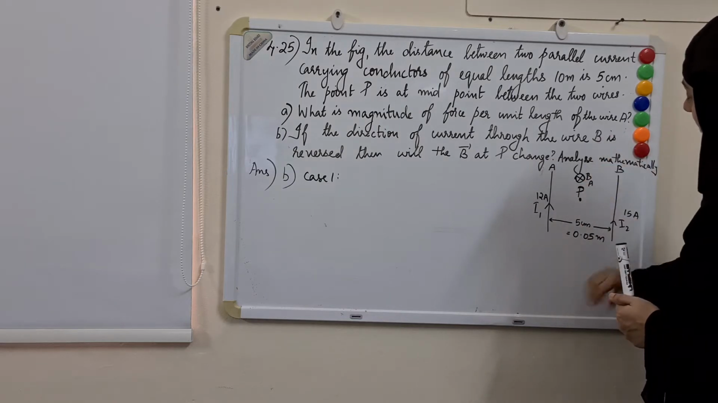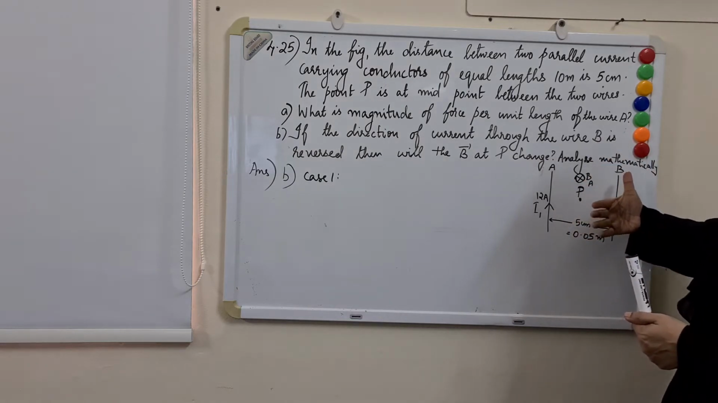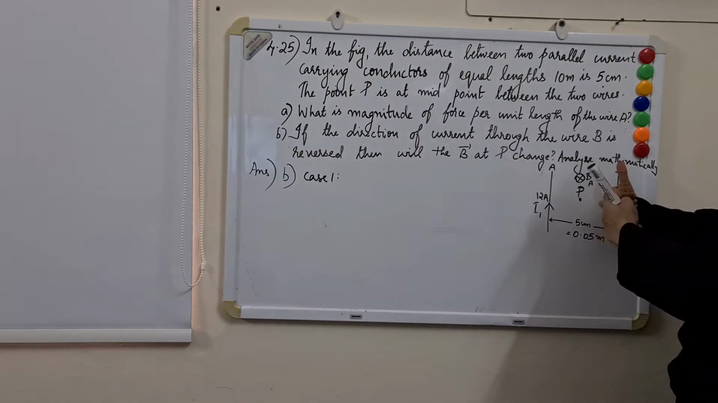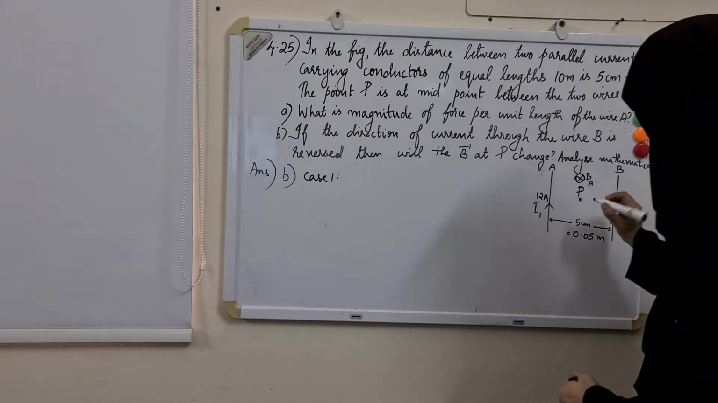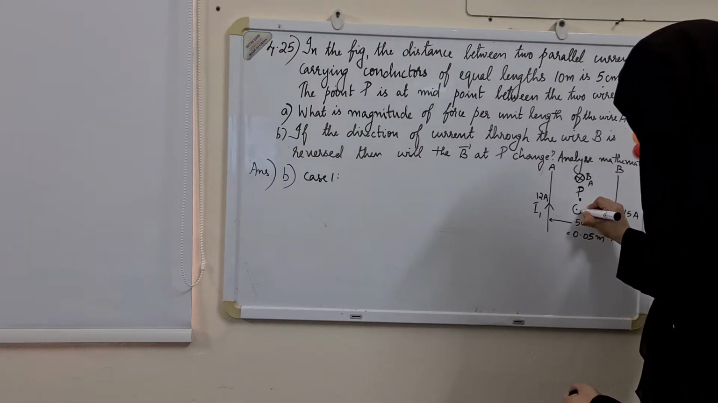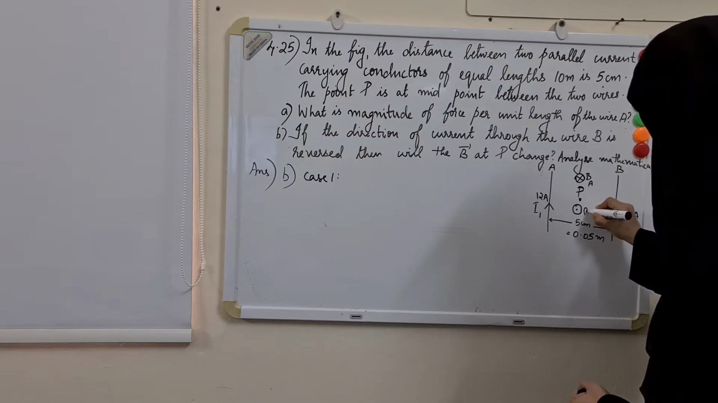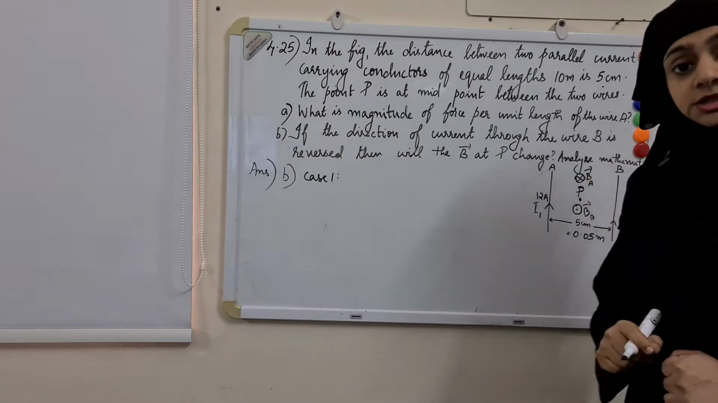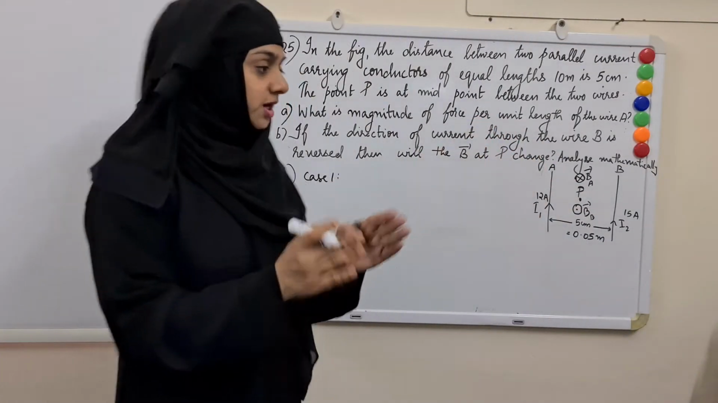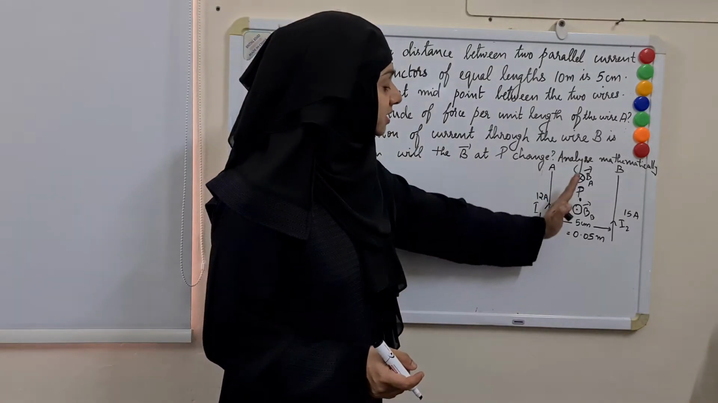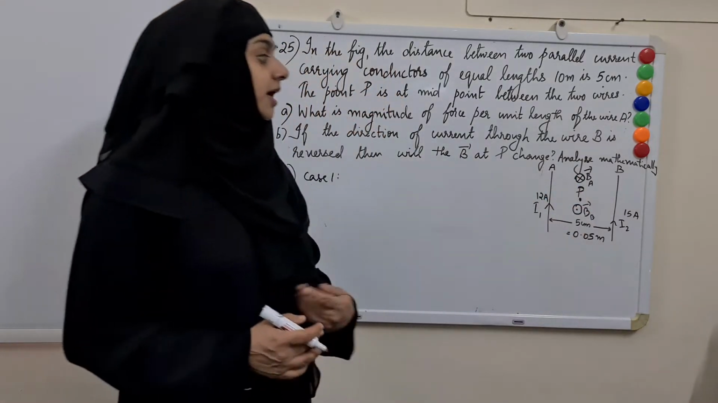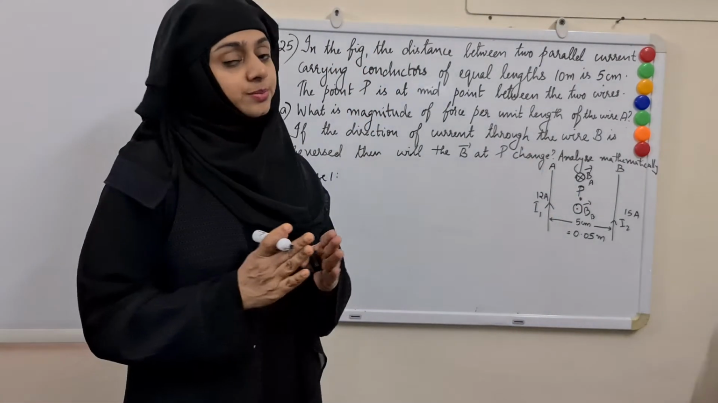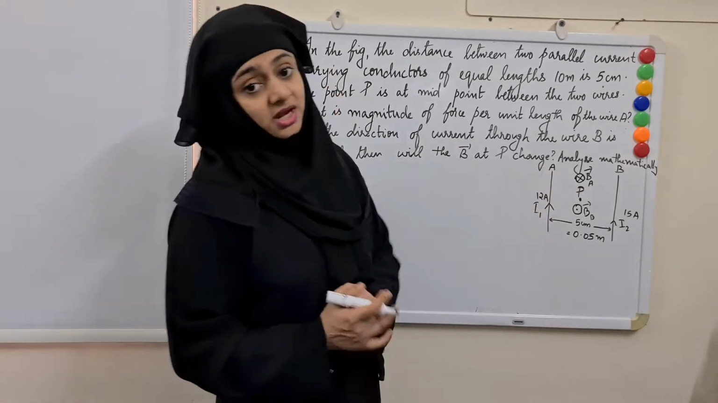Let me see what will be the direction of magnetic field due to B. It's curling in this direction, which means it's coming out of the plane. So the magnetic field at the point P due to B, I will express it as BB, is coming out. Are they in the same direction? No, they are in opposite direction. So we will find the magnetic field due to both of these wires, and the net magnetic field at point P we will obtain by subtracting them because they are in opposite directions.